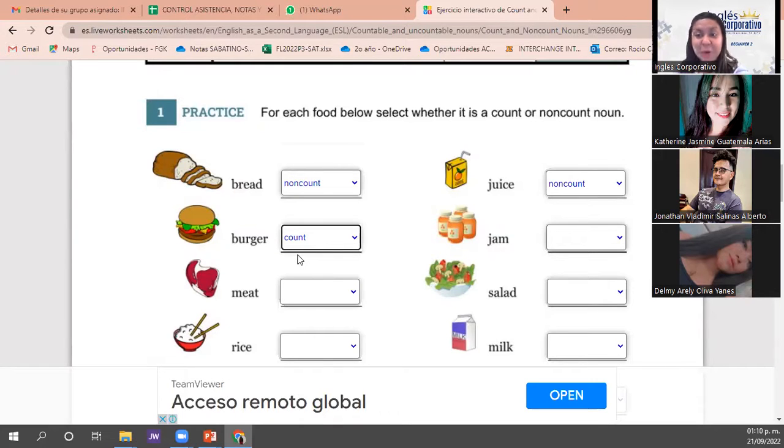How many burgers do you eat? Oh, I only eat one, or maybe you can eat two or three burgers. What about jam? It's non-count. Okay, in general, it's non-count. But you can say four jars of jam, okay? Four jars of jam, but just the jam is non-count. Okay, meat.